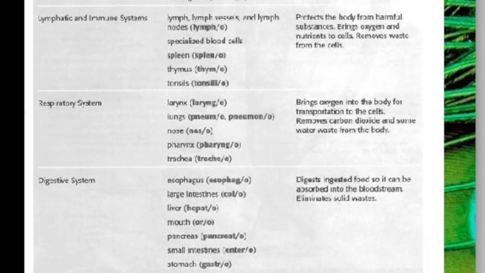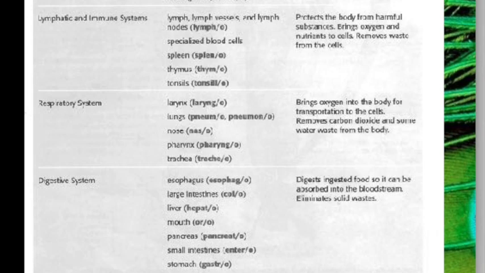Next, we have the lymphatic and immune systems, which protect the body from harmful substances, bring oxygen and nutrients to cells, and remove waste from cells. The lymph vessels and lymph nodes, thankfully, all have the same word root, which is lympho. Then we also have specialized blood cells, like white blood cells, which have a variety of word roots. We have the organ, the spleen, which helps filter our blood, with the word root splen, spleno. It's also a reservoir. We have the regulatory organ, the thymus, which has the word root thym, thymo. And we have the gland, the tonsils, at the back of our throat, with the word root tonsil, tonsilo.